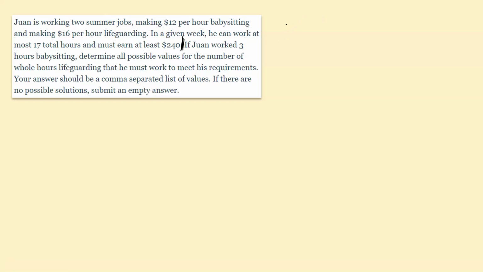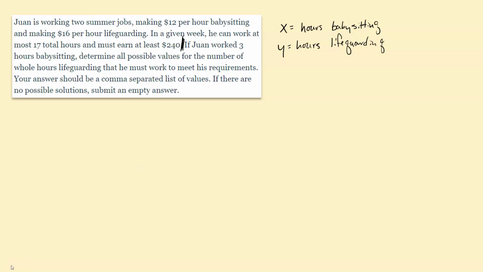So starting with this, we want to think about first what variables we want to use. So I'm going to say x is hours babysitting and y is hours lifeguarding. Now I chose hours because hours relates to both equations we're going to do. We're going to have an equation regarding money, which is based per hour, and we're going to have another equation just regarding time because he can work at most 17 total hours.